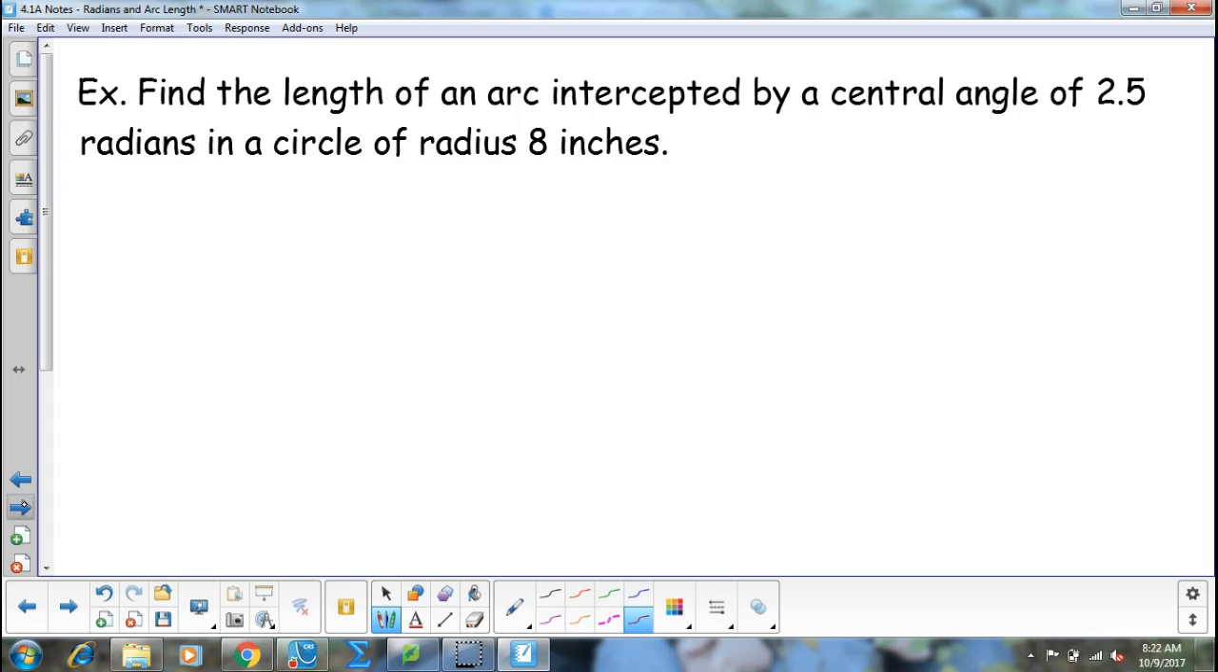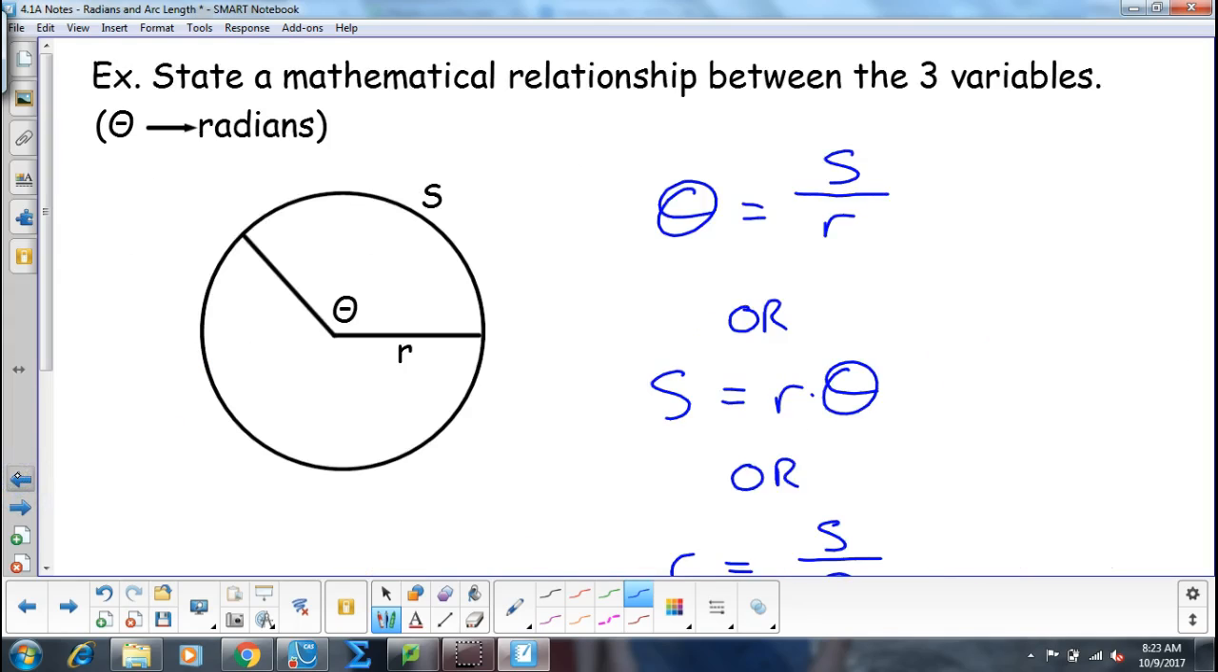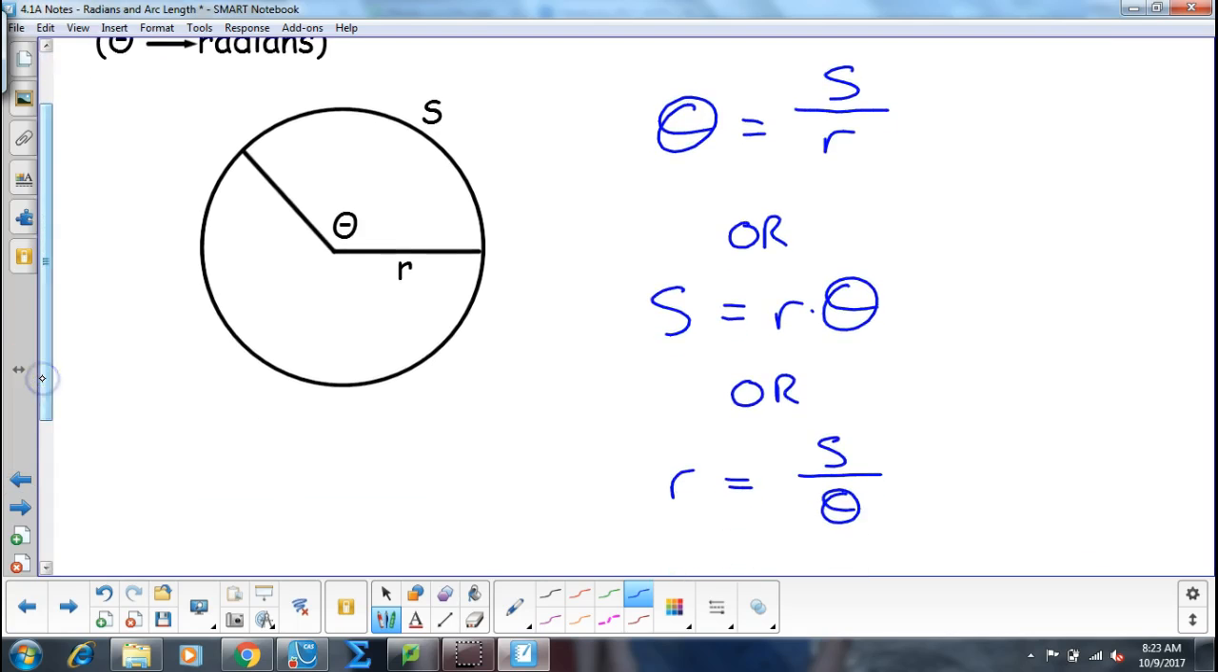by a central angle of 2.5 radians in a circle of radius 8 inches. Okay? Which one do you want to use for that one? Of the three. Which one do you want to use? The middle one? S equals R times theta.